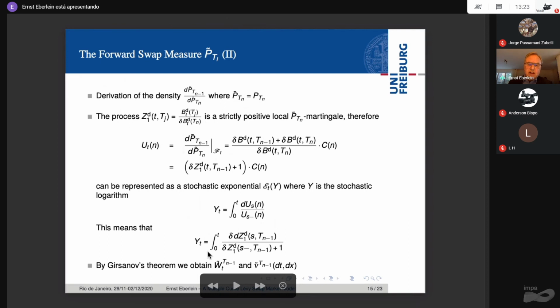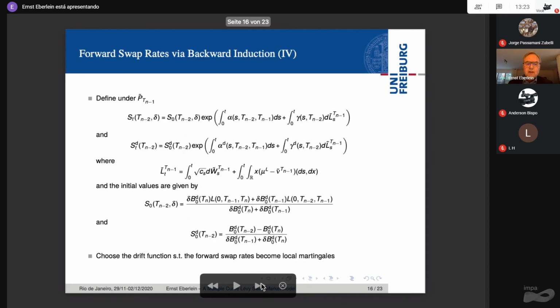And now, since we have an explicit expression for the density, Girsanov comes in, we get a new Brownian motion, and we get a new compensator. And we use this now to build a new driving process under the measure which corresponds to the time point Tn minus 1. We define the swap rate using this new process with a new volatility function. We determine the drift as we did before. Here are the starting points. So we can again secure that this is a local martingale.